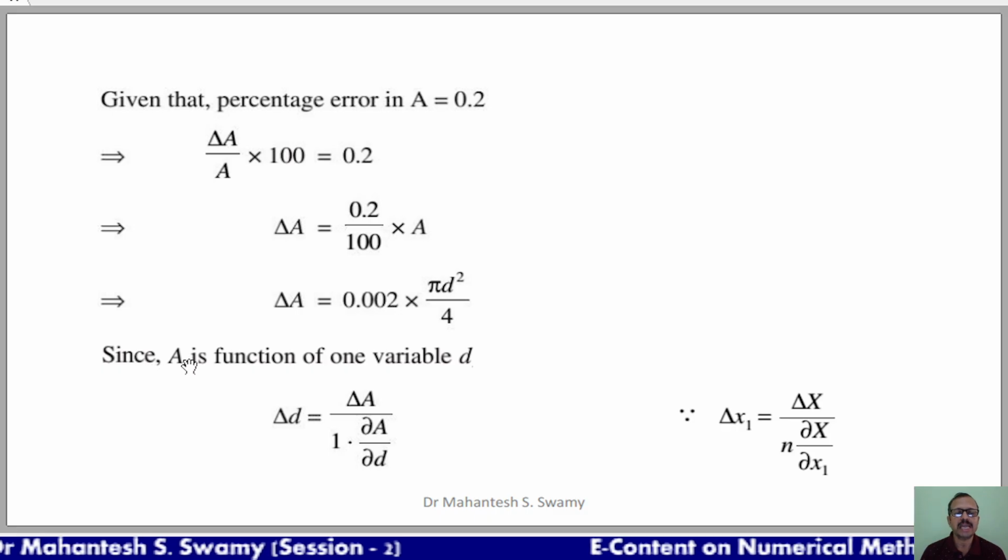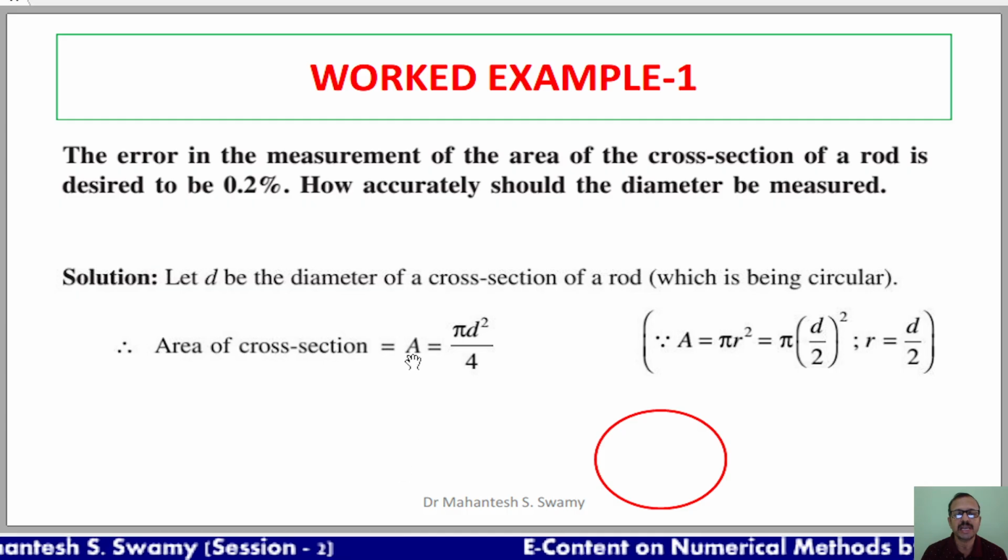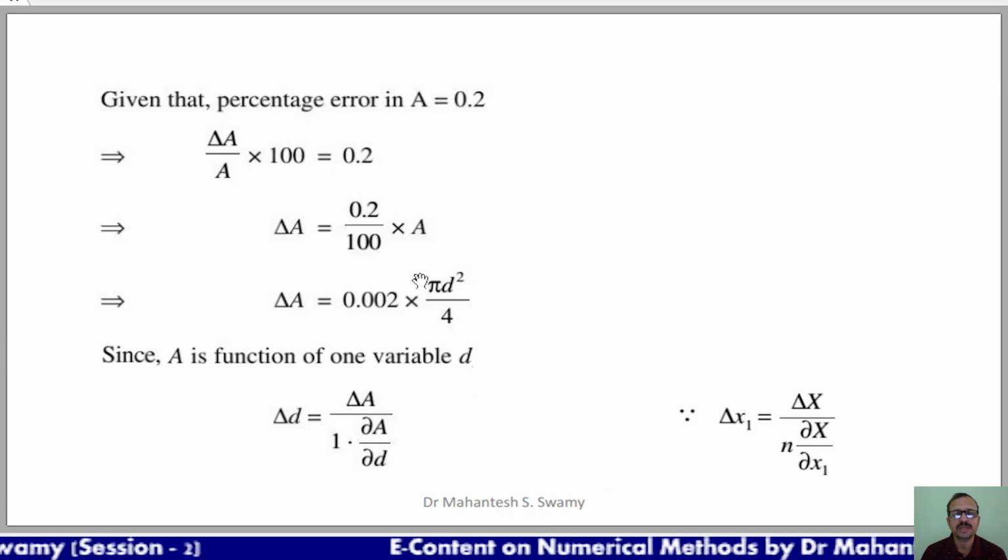Now since A is a function of only one independent variable, you see in the formula, area is defined as pi, which is constant, 4 is constant, and d square. So how many independent variables are there? A is a function of only one independent variable, d. Therefore, we can evaluate the error involved in d from the error involved in A.